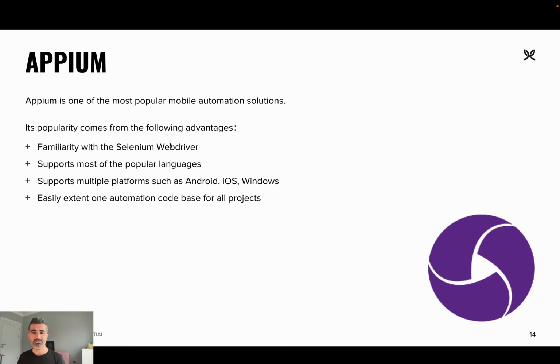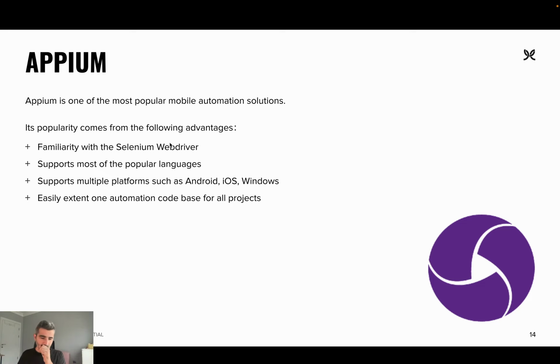Okay, so for now we have talked about the non-native solutions. And Appium is the most known and the most popular non-native automation solution. Its popularity comes from the Selenium WebDriver, and Appium is developed on top of the Selenium WebDriver, which means that it has the functionality of the Selenium WebDriver, which means that it is also supporting multiple languages like Python, Java, Ruby, PHP, JavaScript. Whatever languages you use, it is most probably supported by Appium because of the Selenium WebDriver.